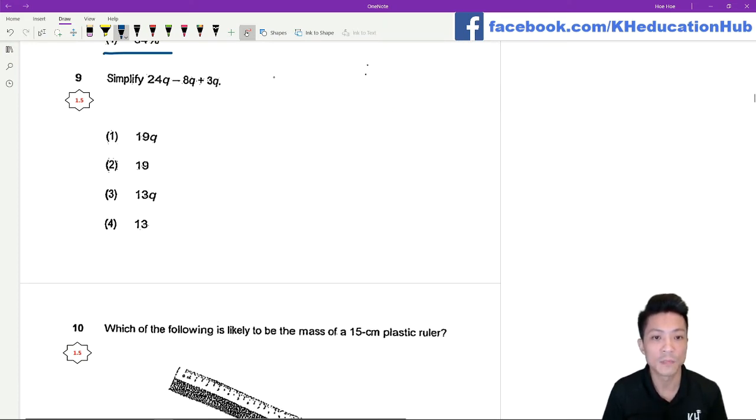Question 9, they want you to simplify 24q minus 8q plus 3q. So we have to do it from left to right. 24 minus 8 will give me 16q plus 3q. It's going to give me 19q. Answer is number 1.